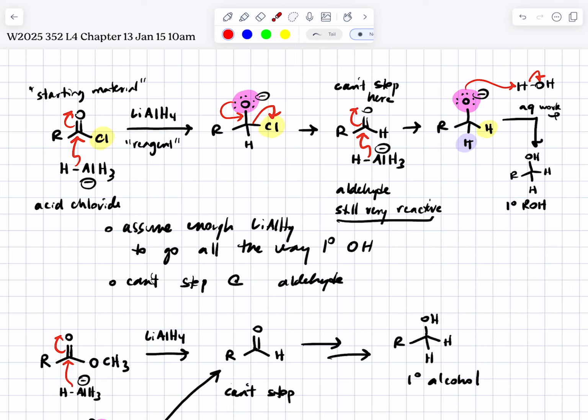So the detail to memorize is that lithium aluminum hydride cannot stop at the aldehyde, but will go all the way to the primary alcohol. Some of you might be wondering, what if I only added one equivalent of lithium aluminum hydride? There are actual technical reasons why even that won't work. So for now, we're going to assume that you've added enough lithium aluminum hydride that you're going to go all the way to the primary alcohol. You can't stop at the aldehyde.